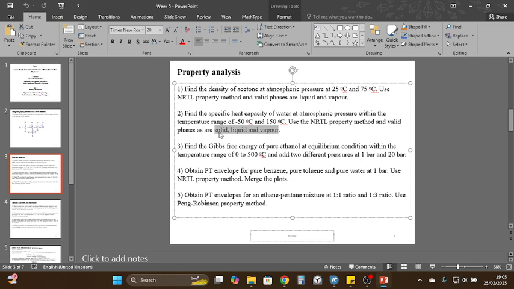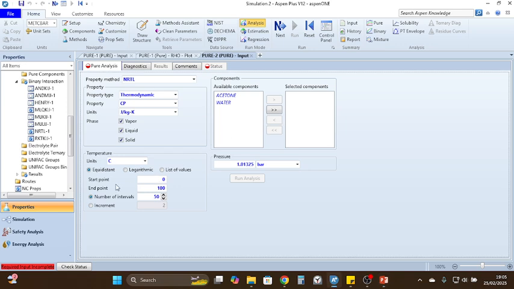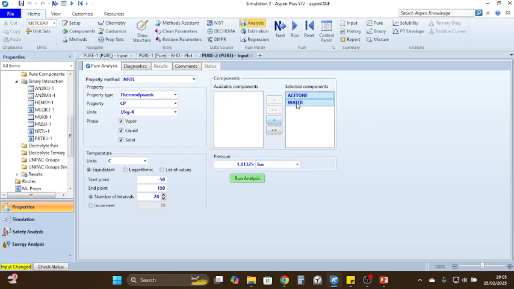Next, what we have to do is specify the temperature range, that is -50 and 150. So the starting point is -50 degrees Celsius and this is 150, and let this increment be 20. So there is an increment of 10 degrees Celsius. The selected component is water only. Now we are going to run the analysis.